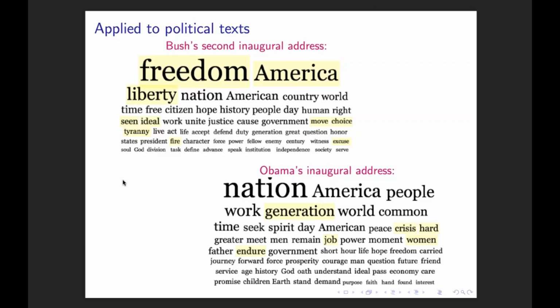So here we see that Bush's inaugural address focuses mostly on freedom, America, liberty, nation, move, choices, tyranny, fire, excuse. Alternatively, Obama's inaugural address also deals with the nation and America and the people, but it focuses significantly more on work, generation, jobs, the crisis, women, and the ability to endure, perhaps hard times.